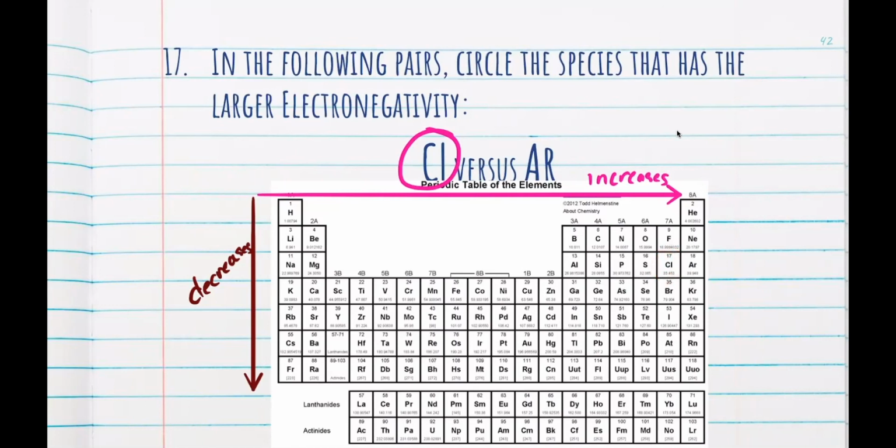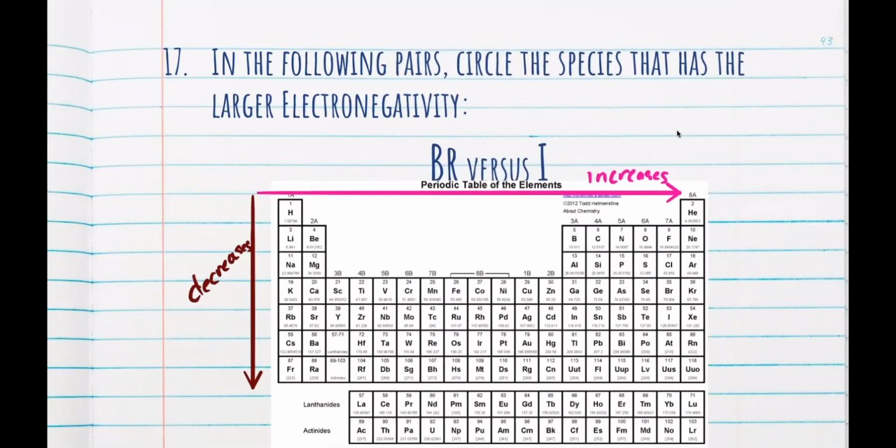Let's move on to our next one. Bromine and iodine. So here we have bromine, iodine. Iodine is lower than bromine, meaning that it's going to have a smaller electronegativity. So that means bromine is our larger one.